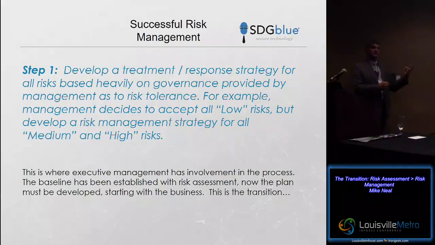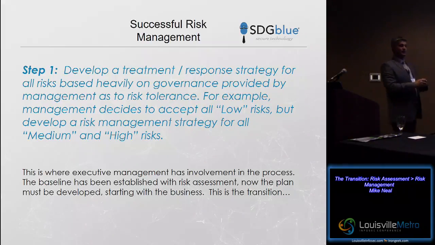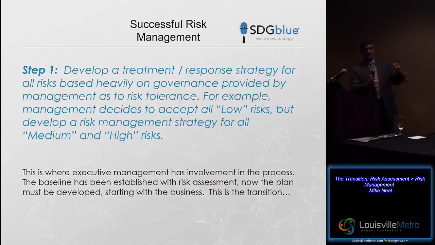This can come from a risk management committee if that committee is influenced by the organization, as long as they're not operating in a silo where they're not taking input from executive management. So, for example, a group may say, we want to accept all low risks, and we're going to remediate or manage everything that's medium and high. This is where executive management gets involved in the process, and they help you establish what your baseline is. And now I'm going to remove all those lows from my list, and now I know I have highs and mediums to address. So how am I going to address those? This is where the transition starts.